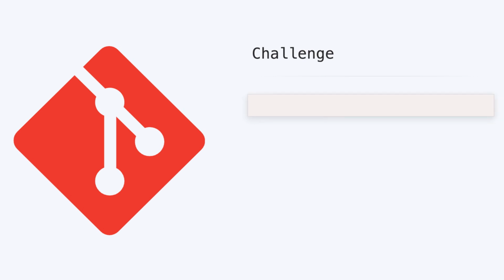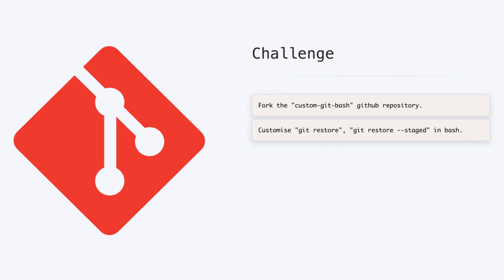If you're up for it, I'll leave you with a small challenge to be completed before the next video. Fork the custom-git bash repo, whose link is present in the video description. With what we learned today, write your own customizations for git restore command in bash and submit a pull request. If I like your customization a lot, I will make sure to feature it in the next video.